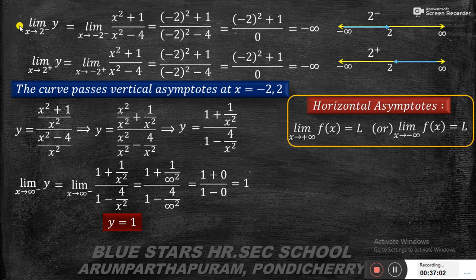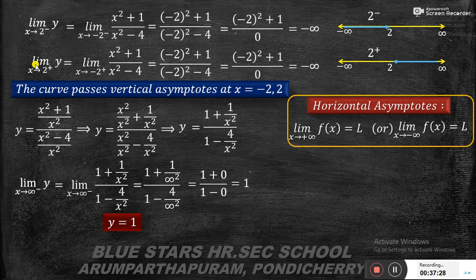You see, the limit as x tends to 2 minus means the left limit. I write the limit as x tends to −2 minus of (x² + 1)/(x² − 4). I substitute x = −2, so ((−2)² + 1)/((−2)² − 4), which is (4 + 1)/(4 − 4) = 5/0. So 1 by 0 is infinity. The left limit of infinity is minus infinity.